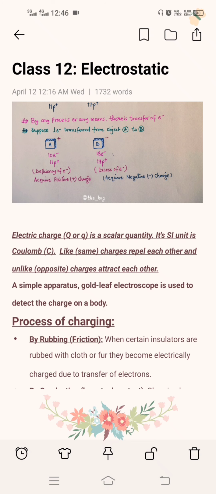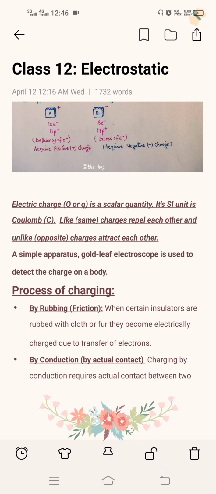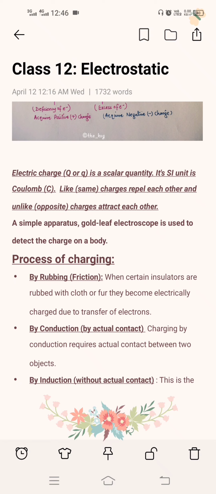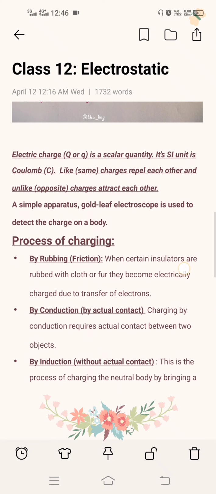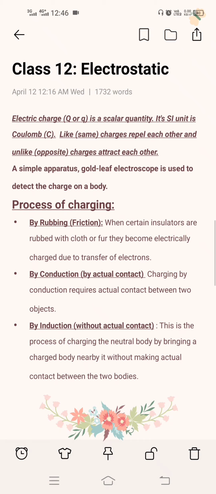And the second process of charging is conduction. Charging by conduction requires actual contact between two bodies. And the third one is induction. This is the process of charging a neutral body by bringing a charged body nearby it without making actual contact between the two bodies.